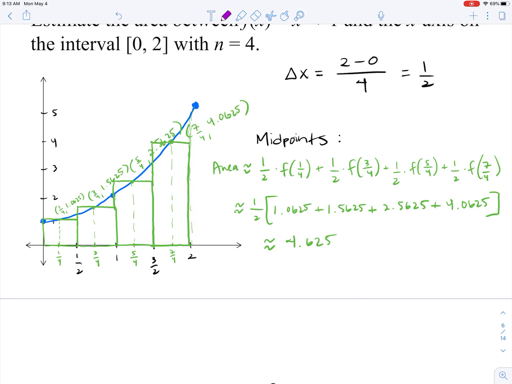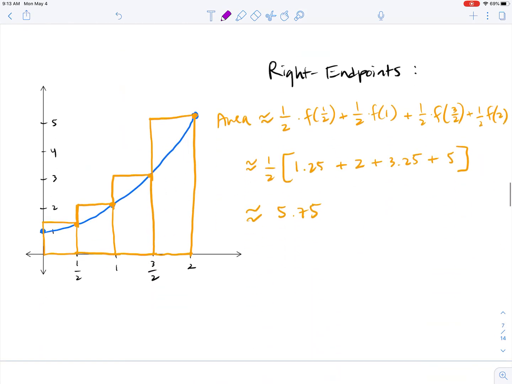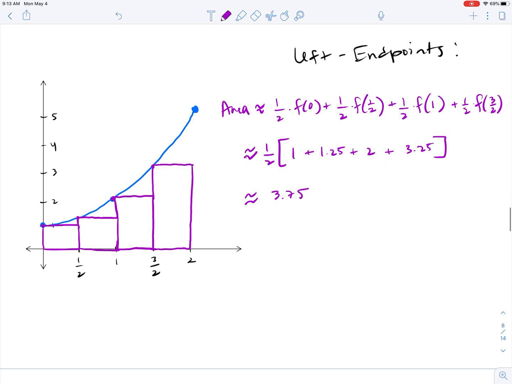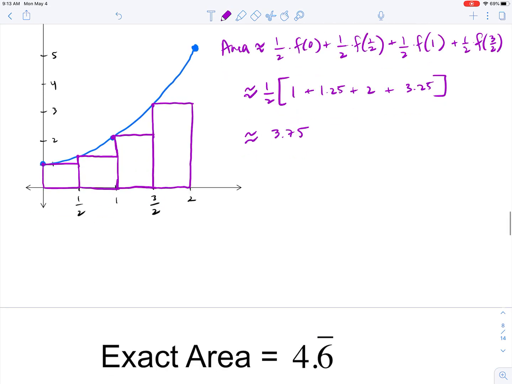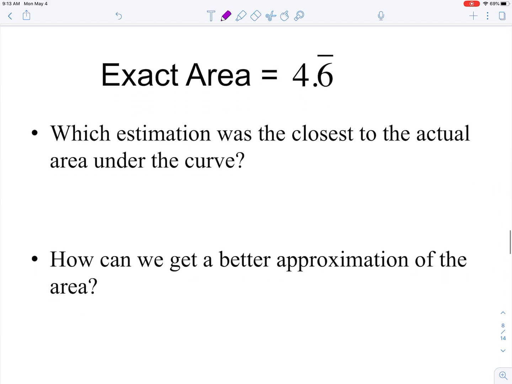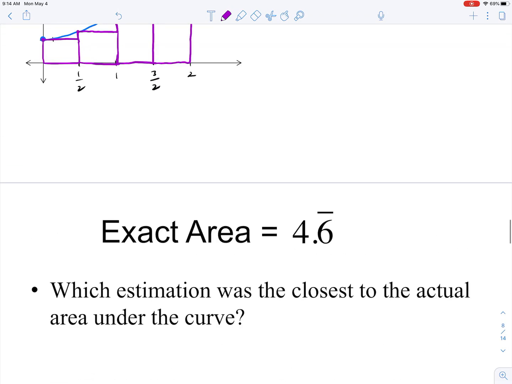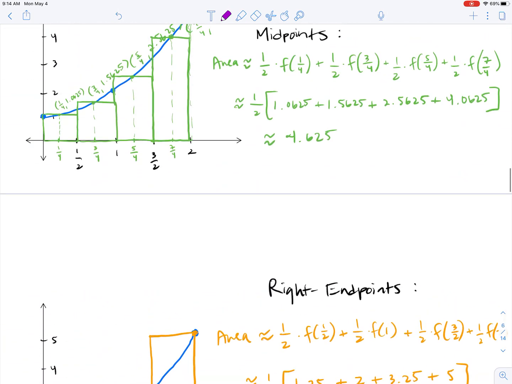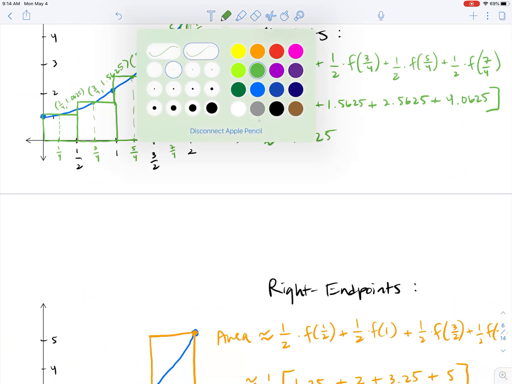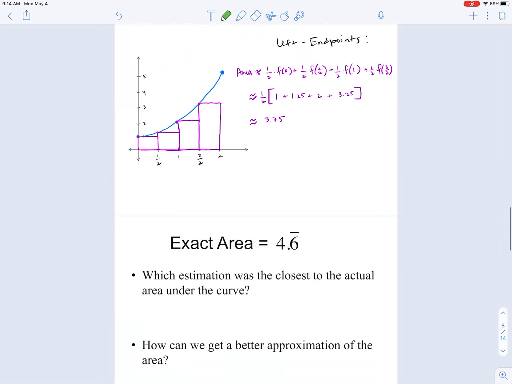So midpoint, just looking at the rectangles that we drew, again, it looks like the midpoint is probably going to be the most accurate for the actual area bounded between the curve and the x-axis. It looks like using the right endpoints is probably going to be an overestimate of the area, and that using the left endpoints is probably going to be an underestimate of the actual area. So the exact area is actually 4.66666, repeating.